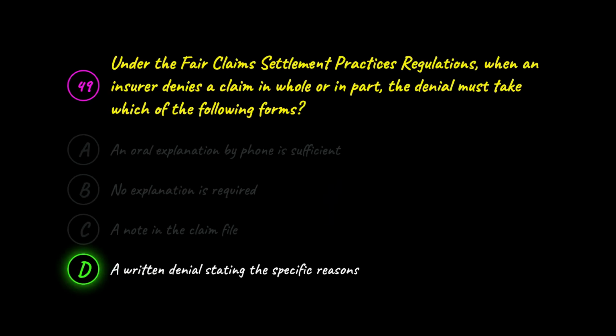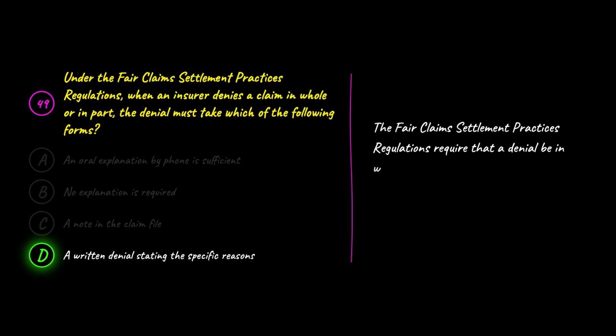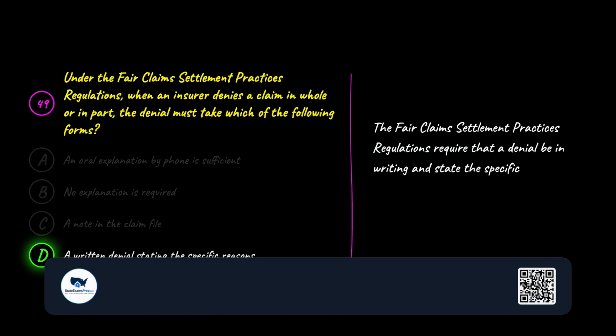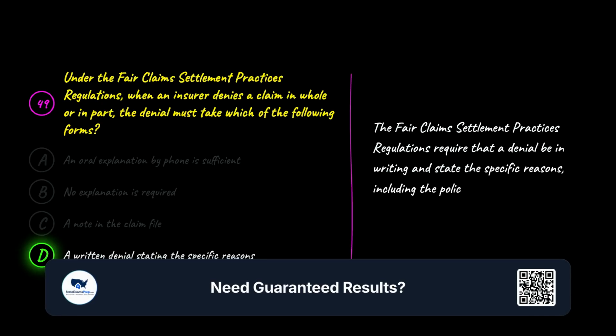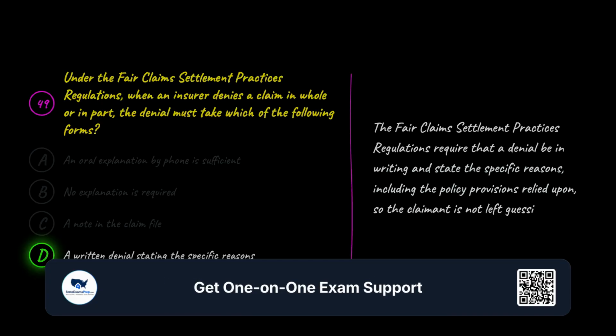The correct answer is D. A written denial stating the specific reasons. D is correct because the Fair Claim Settlement Practices Regulations require that a denial be in writing and state the specific reasons, including the policy provisions relied upon, so the claimant is not left guessing why a claim was denied.